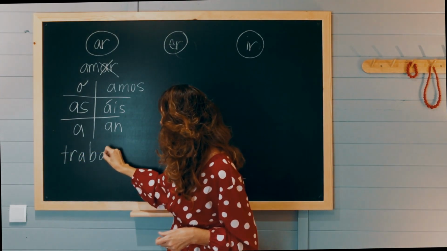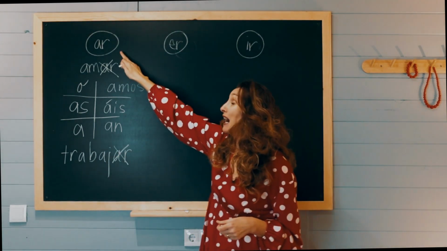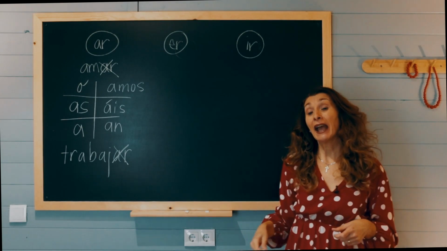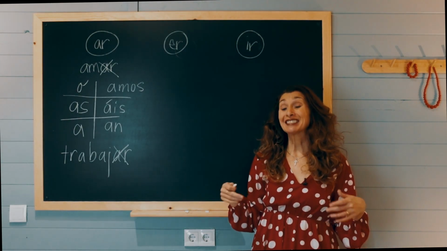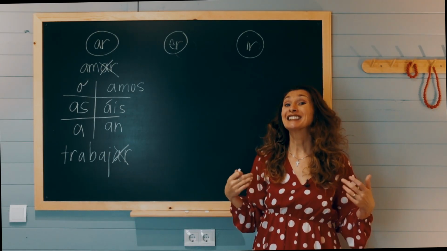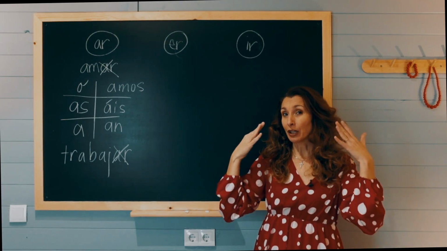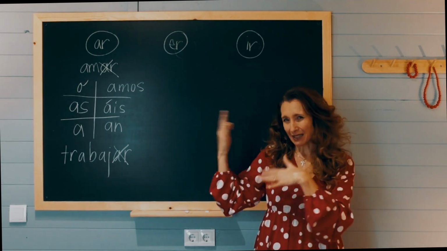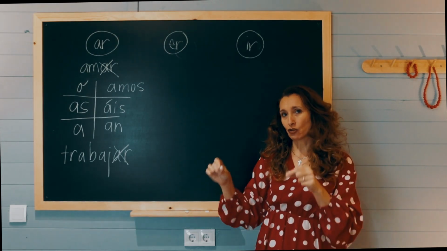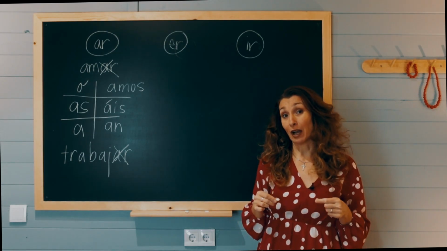So we take the verb trabajar, we take away the ar ending, and now we start adding these. Okay, and then you say trabajo, trabajas, trabaja, trabajamos, trabajáis, trabajan. And you repeat it, you repeat it, you repeat it, so that your brain remembers. Next time you want to use one of these, your brain will automatically place the stress in the right place because it got used to placing it in the right place.